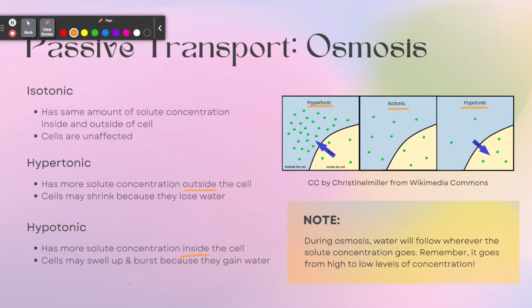because it gains water. In the notes here, I've included that during osmosis, water will follow wherever the solute concentration goes. Remember, it goes from high to low levels of concentration. So if a cell was placed in a solution, the water that's there will go wherever there is more concentration of solute. So it'll just follow wherever, and it will affect the shape of the cell. If the solution is hypertonic, that cell will shrink, and if it is hypotonic, that cell will swell up and burst.